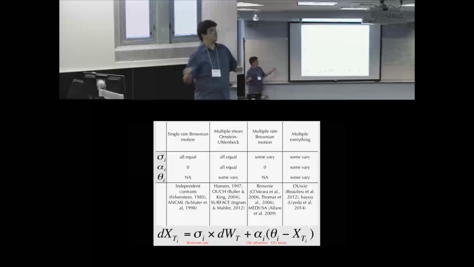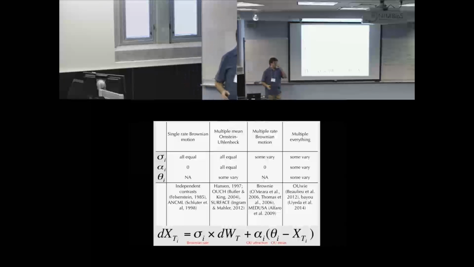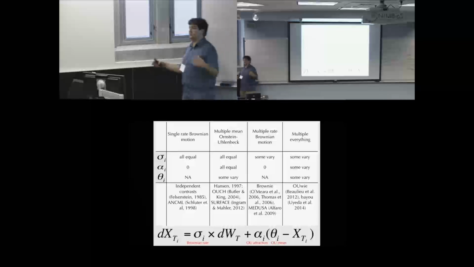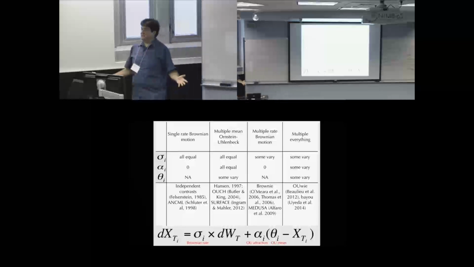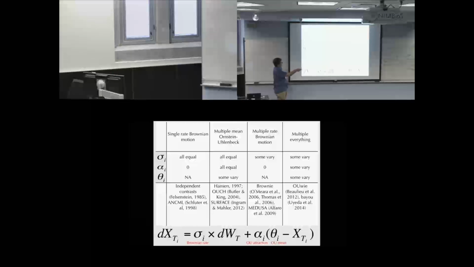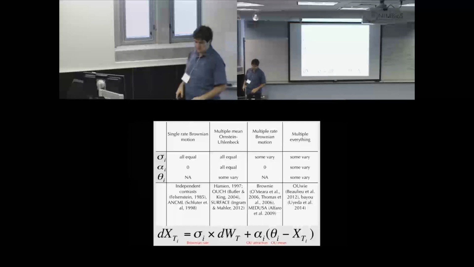And then multiple everything. This model could be crazy, right? If you start fitting multiple regimes per edge, you don't have enough data, so you can go really nuts. But if you're careful, you can have some of these vary, some of these vary, and some of these vary. And so Aoi does that, Bayou can do that, okay?